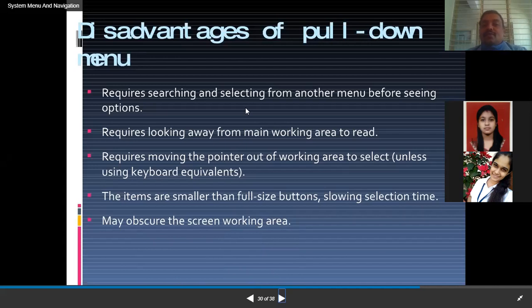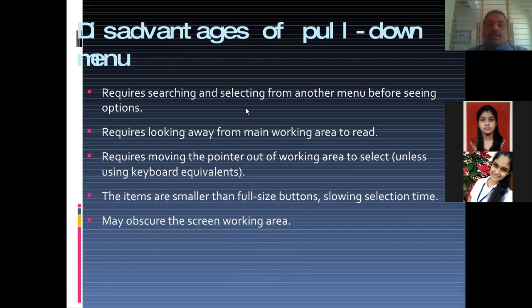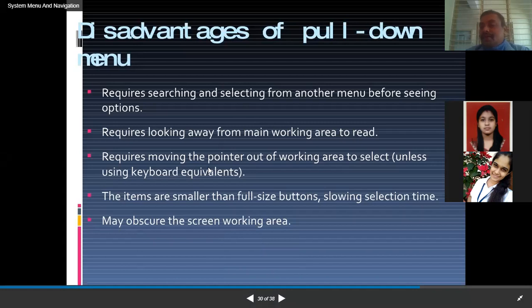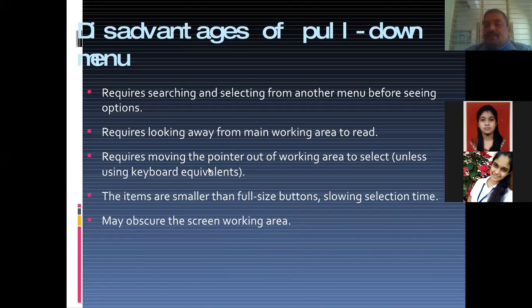It requires moving the pointer out of the working area to select, or using keyboard equivalents. Okay, so this is what it is telling. Whenever you want to opt for any option in the submenu, mouse movement is required. Mouse movement is required, and this is required.